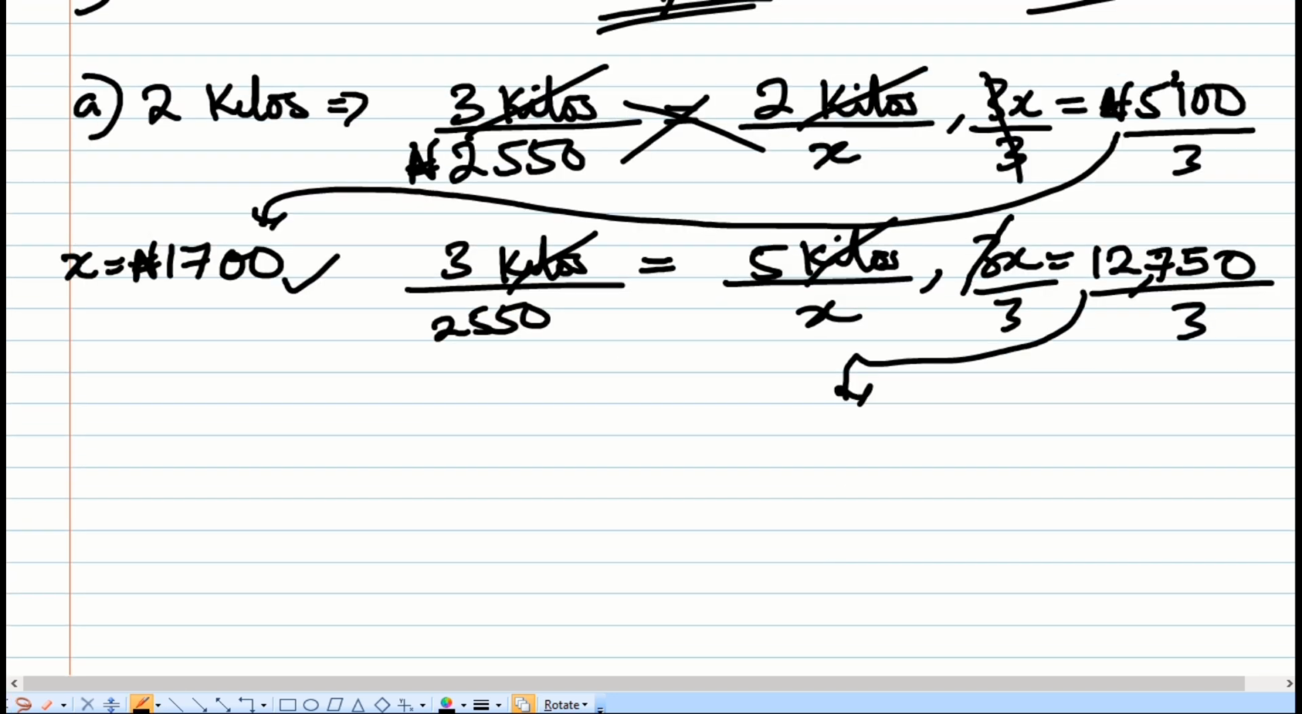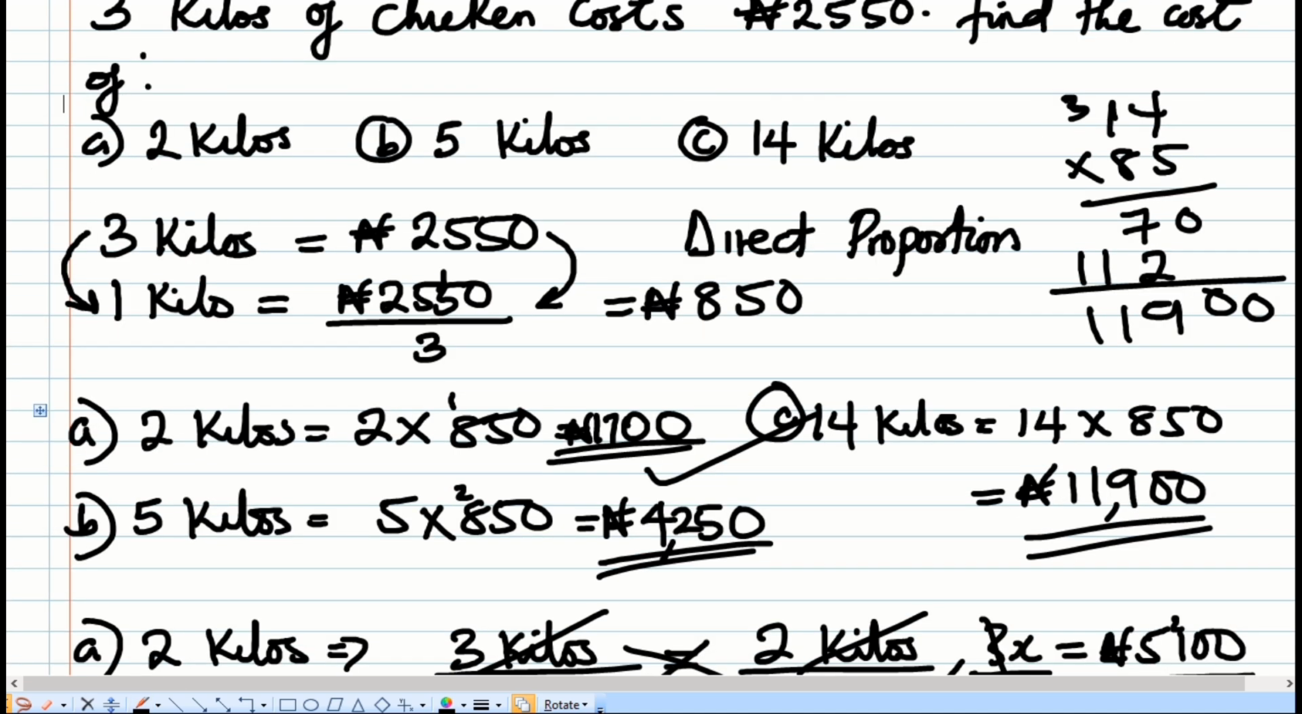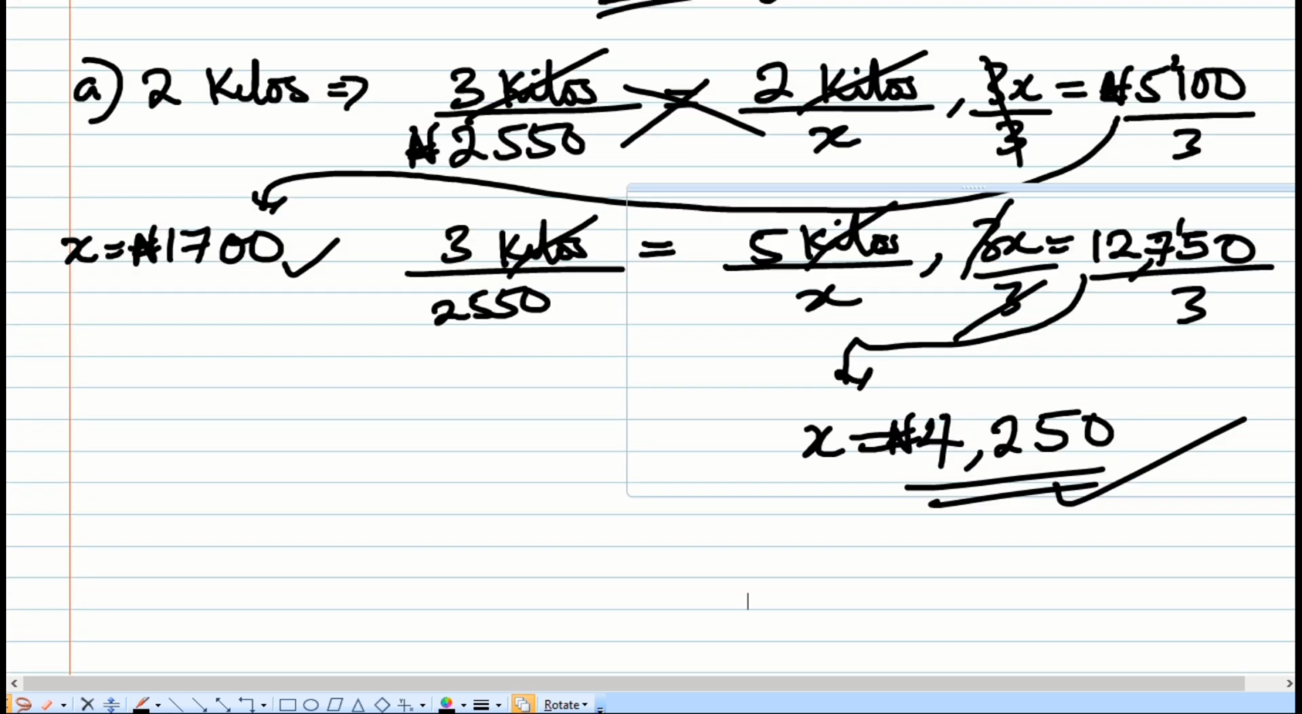So you see that 3 is going to cancel 3, so that x is equal to 3 into 12 is 4. Put your naira. 4. 3 into 7 is 2, remainder 1 into 15 is 5. So we have 4,250. That's the price for 5 kilos. And I think it corresponds with the one we saw before. Yes, we see that 4,250. So that is it. Anytime quantities are directly proportional to each other, you can use this method and solve.